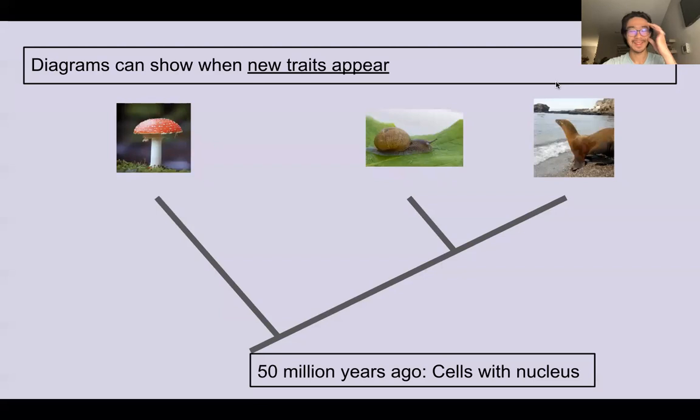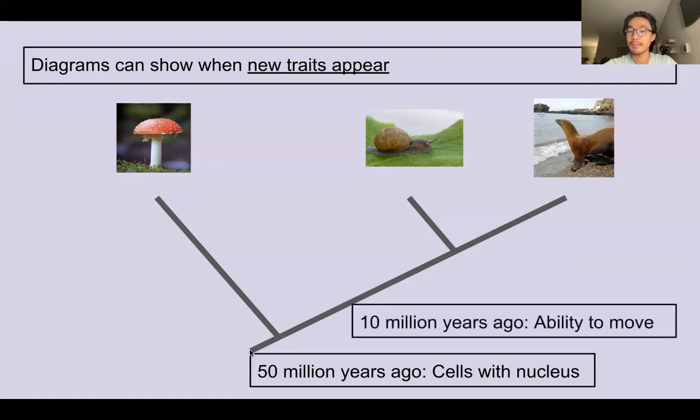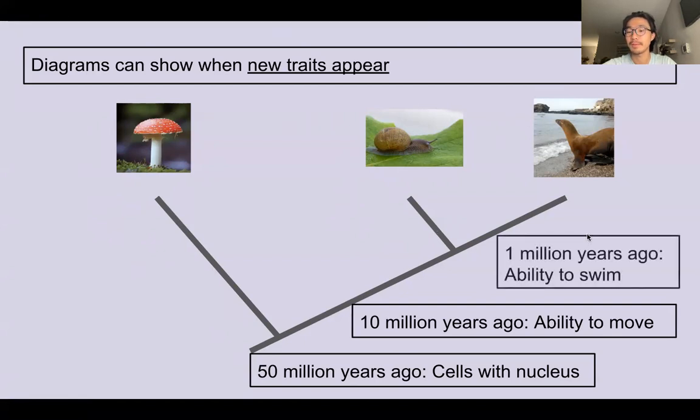All right. We can also look at these diagrams to see when new traits appear. So according to this chart, 50 million years ago, cells with a nucleus appeared over here in this diagram. If you move up to 10 million years ago, these organisms evolved the ability to move. But remember, all three of these organisms have a nucleus, right? These are all eukaryotes. Now, we're going to move up even further. About 1 million years ago, some organisms evolved the ability to swim. So you can look at when new traits appear and the time that the traits appeared.